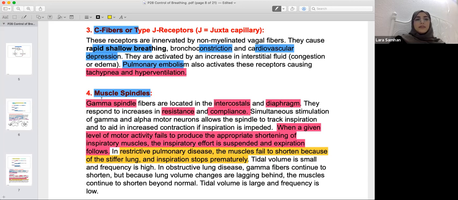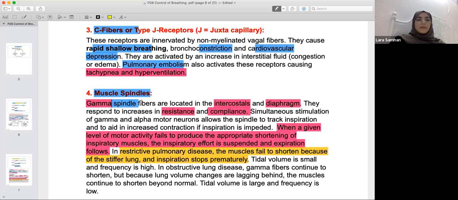Where are they located? In regard to the gamma spindle, they're available in the intercostal muscles and the diaphragm. This is the normal location, because we want to inspire and expire. As we said, spindles are available in the muscle, so they are in the intercostal and diaphragmatic muscles. They definitely have a very quick response if there's an increase in resistance, and it helps in compliance.